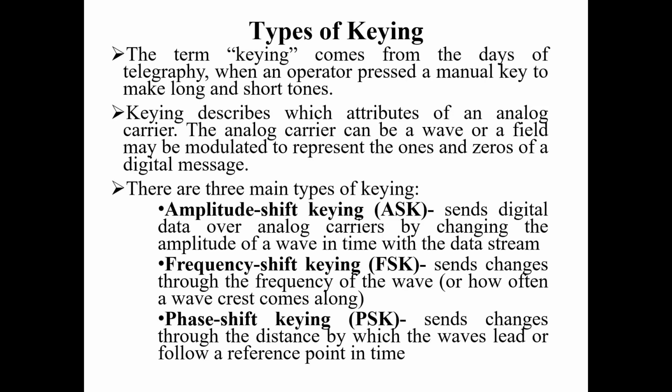The first one is amplitude shift keying, which means the strength of the carrier wave is varied according to the digital data. High amplitude shows as 1, and low amplitude shows as 0. Okay, so it's used in LF, which means low frequency, and high frequency.